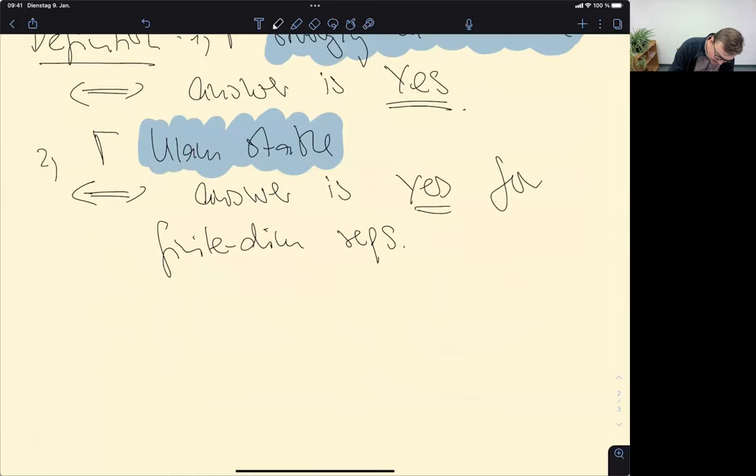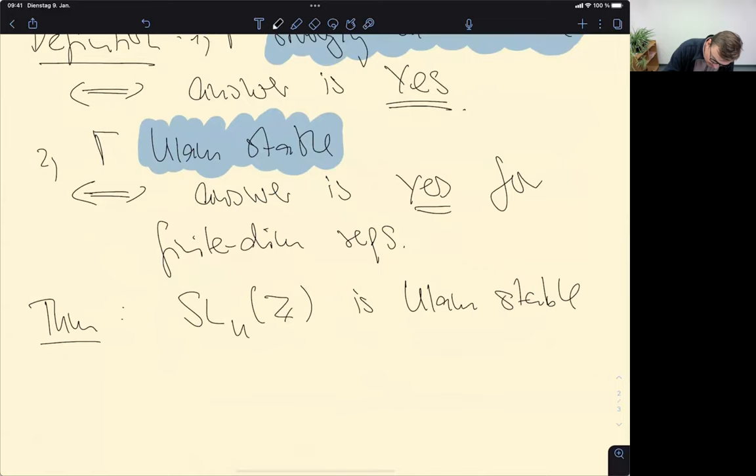Let me say it very simply. So the group SL_n(Z) is Ulam stable for n greater or equal than 3. And in fact, for n equal 2, it is not Ulam stable, as one can see. So for n equal 2, it really behaves like a free group. And for a free group, you already have this non-Ulam phenomenon in finite dimensions, if one thinks about it. But for n at least three, you get this Ulam stability.